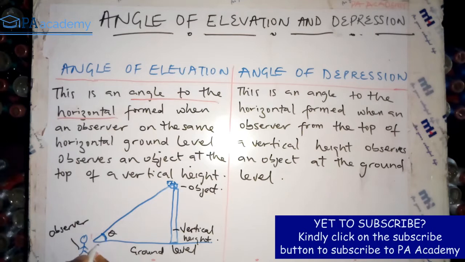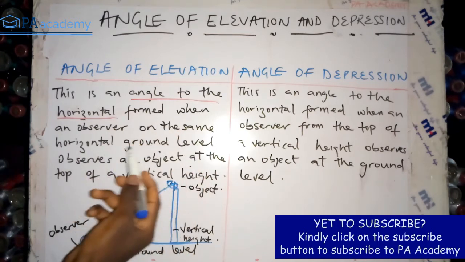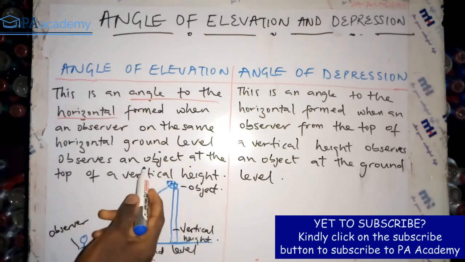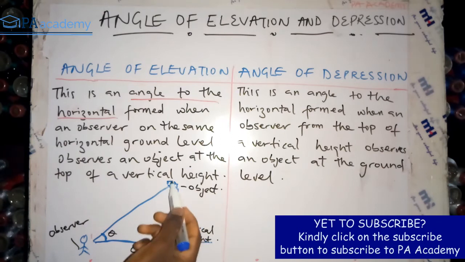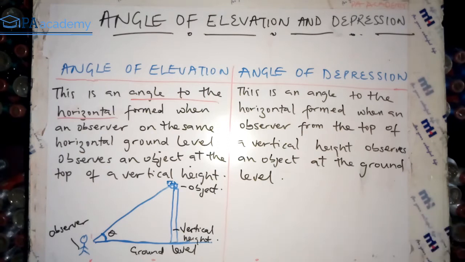This angle to the horizontal is formed when an observer on the same ground level, now this is our observer, observes an object at the top. This is our object at the top of a vertical height. So the angle it forms is what we call the angle of elevation.